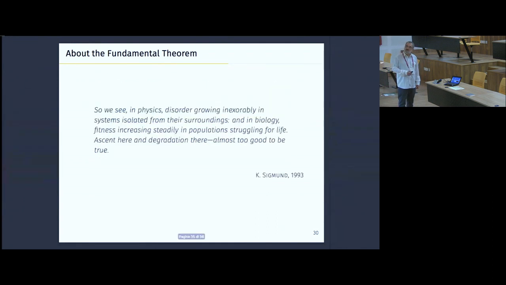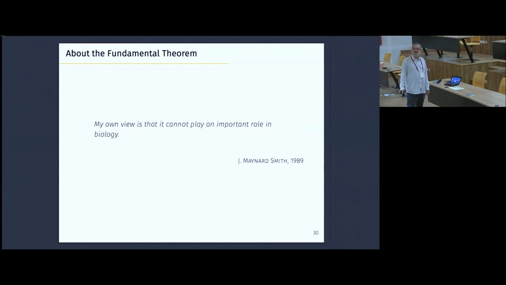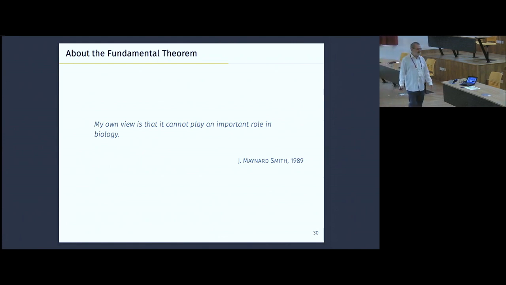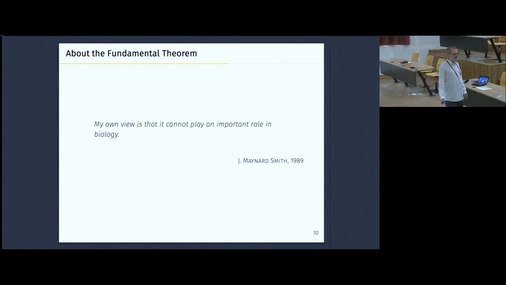And so we see in physics disorder growing inexorably in systems isolated from their surroundings, and in biology fitness increasing steadily in populations struggling for life. Ascent here and degradation there, almost too good to be true. And in fact, it's quite doubtful. If you take the word of very well-known evolutionary biologists, my own view is that it cannot play an important role in biology. So it's problematic, let's say. And I'm probably now more of the idea of Maynard Smith about this theorem than I used to be.